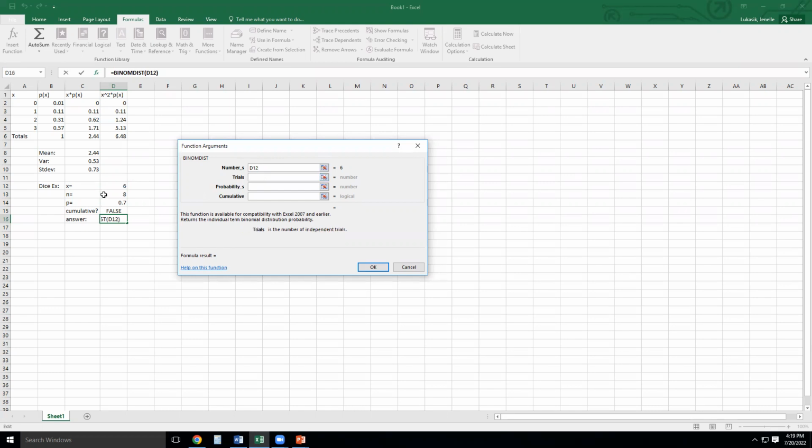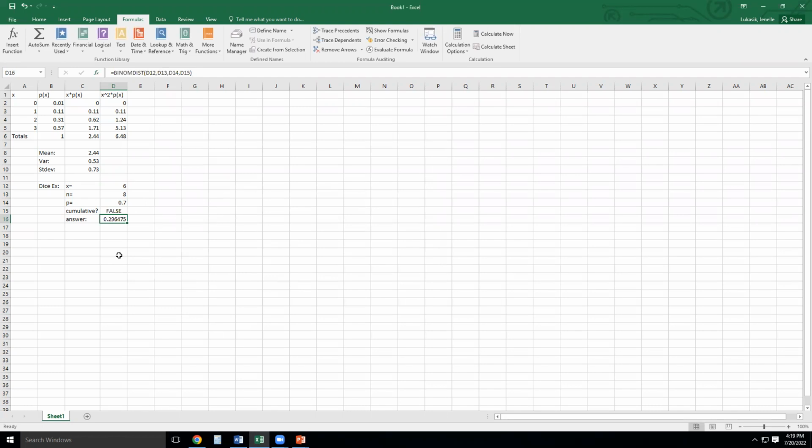Number of trials, that's the 8. Probability of success, that's the 70%. I turned it into a decimal. And do I want it to be cumulative? Nope. I can type false in here. I could click on my false that I typed. When you hit OK, it will give you the answer. You can double check that answer by hand or using the binomial table, and you should get the same thing.